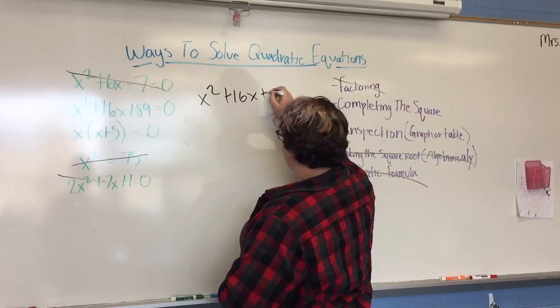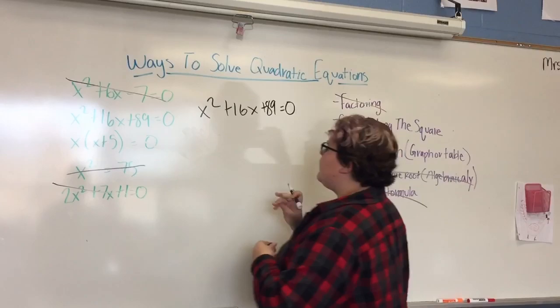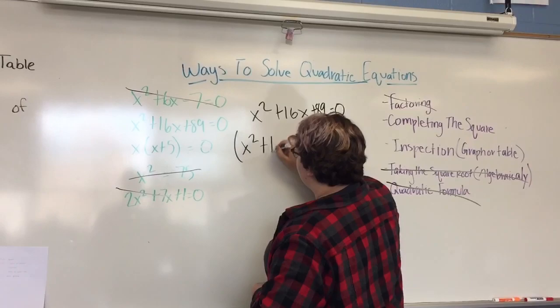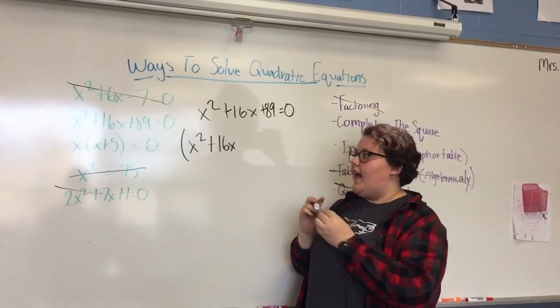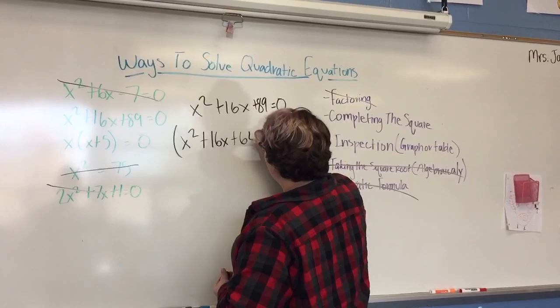All right, so when we do completing the square, we do a parenthesis, then we put the x squared and the b term, the bx inside, so 16x. Now, c is going to be half of b, which is 8, squared, so it's 64, so plus 64. So then we add plus 89 on the outside.